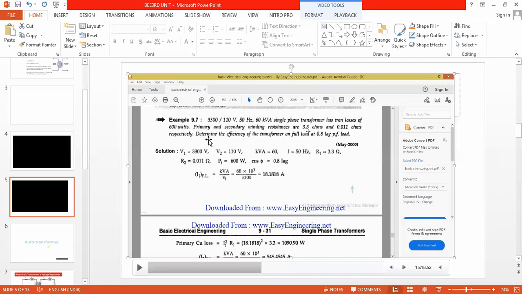Now, how do they ask the question? Determine the efficiency of the transformer on full load. Full load means, near your colony you have a transformer. Now everybody in their house is turning on all the lights, fridge, washing machine, everything. If you are turning on all the devices in your house, then it is called full load. Full load means the value is 1. All of you remember this mathematical value. And full load at 0.8.